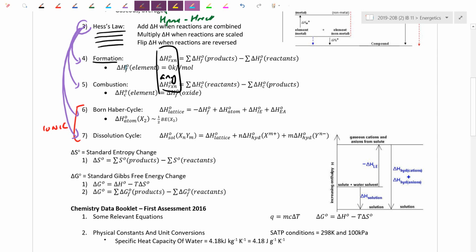For an element, because elements are the simplest it can get, the formation of an element is 0. However, the combustion of an element is typically not 0. The one exception is the heat of combustion for oxygen. Oxygen doesn't burn, so this one is 0. But aside from that, other things burn. Hydrogen burns, carbon burns, so those are not necessarily 0.